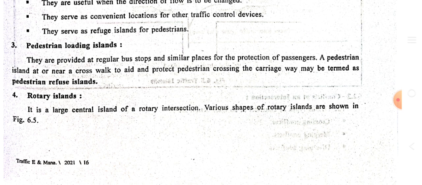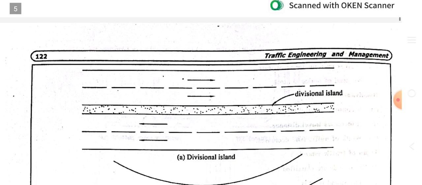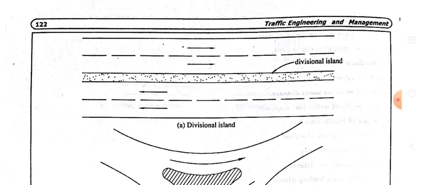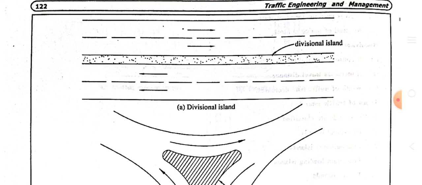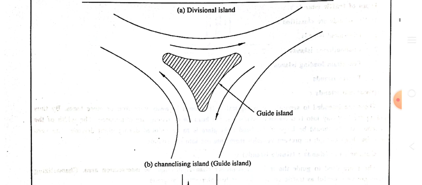Fourth one is a rotary island. So it is a large central island constructed in a crossroad. So here some of the various types of islands constructed in a crossroad, see this figure. First one is a division island. So here the division island, you know, is one type of divider. It divides the road into two parts, and the second type in the figure is the channelized island.